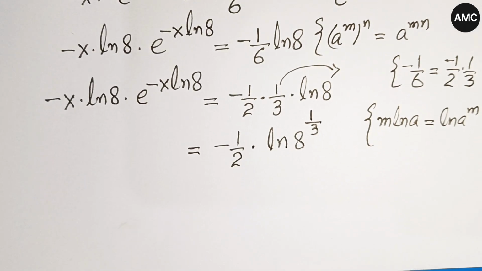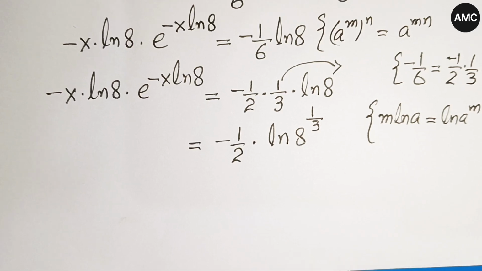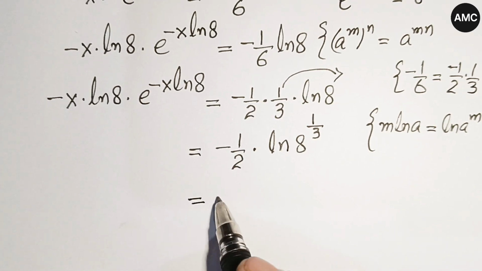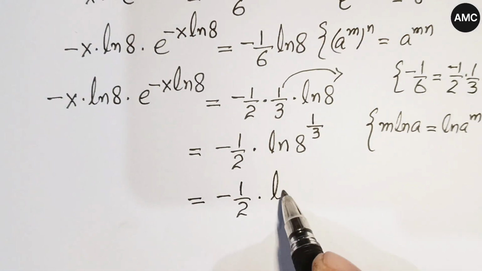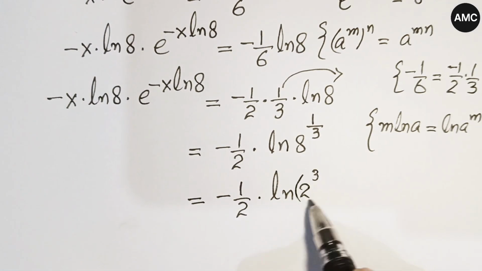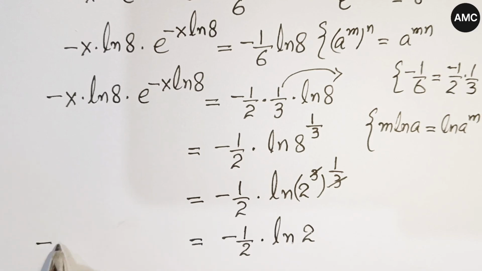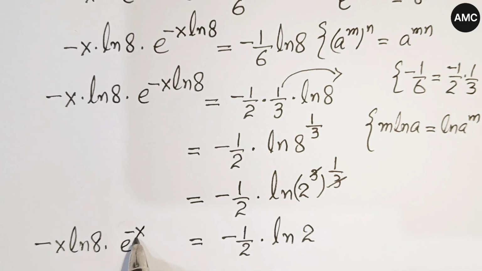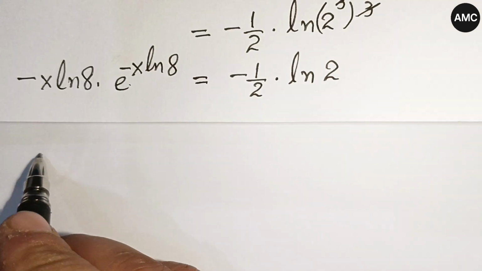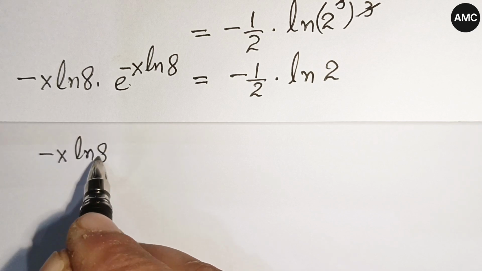Here this 8 can also be written as 2 cubed. So minus 1 over 2 times natural log of 2 cubed, whole to the power 1 over 3. Now this 3 is cancelled out with the 3, and we get minus 1 over 2 times natural log of 2. So our left hand side is minus x natural log of 8 times e to the power minus x natural log of 8.